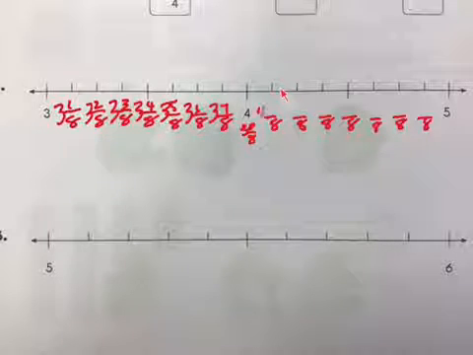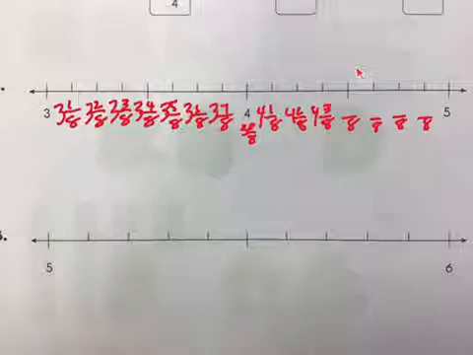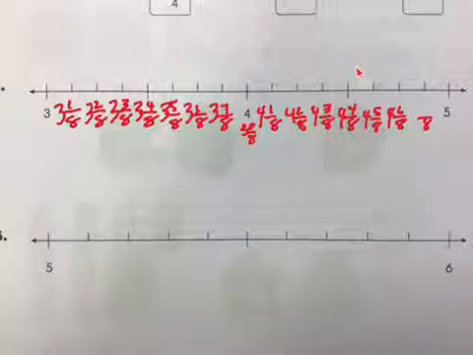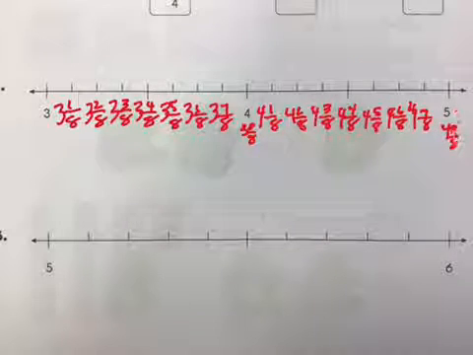And we'd continue going on, but now we start at 4, 4 and 1/8, 4 and 2/8, 4 and 3/8, 4 and 4/8, 4 and 5/8, 4 and 6/8, 4 and 7/8, and 4 and 8/8 puts us at 5 because 8/8 is one whole plus the 4 would put us at 5.